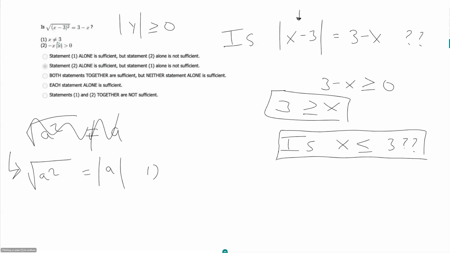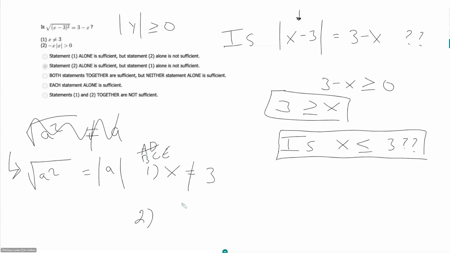And statement 1 says x is not equal to 3. Okay, but I still would need to know if x is less than 3. So it could still be, x could be 4 or it could be 2. So this is insufficient to answer my question.